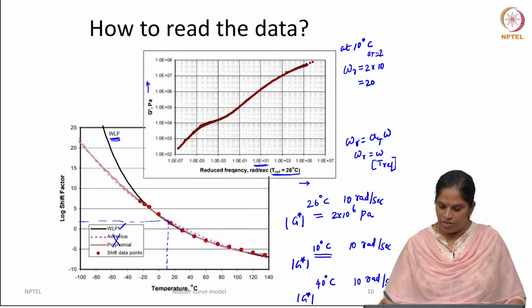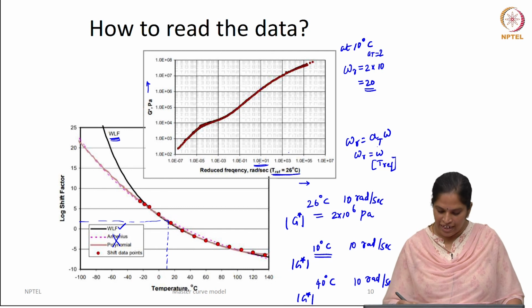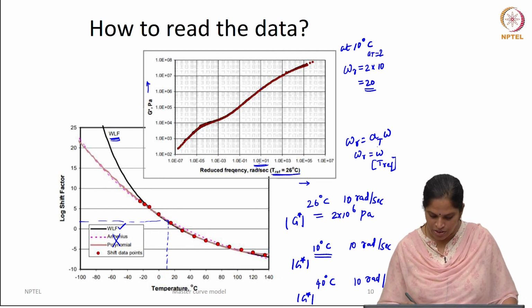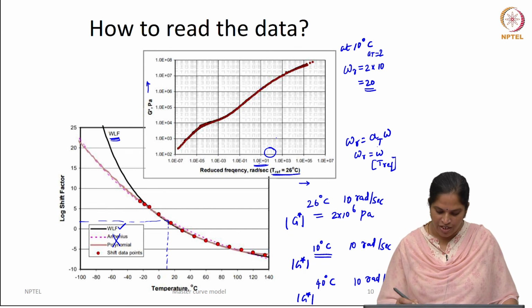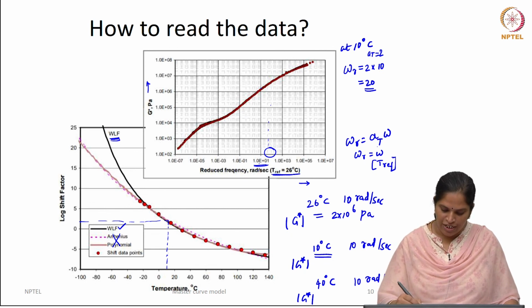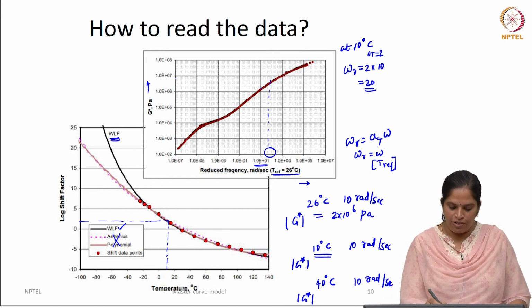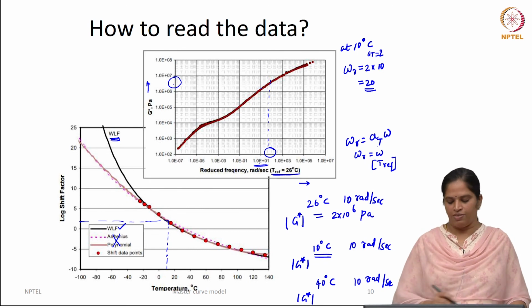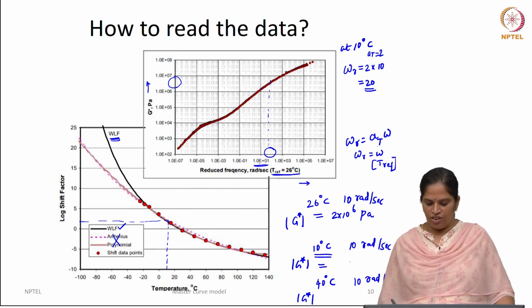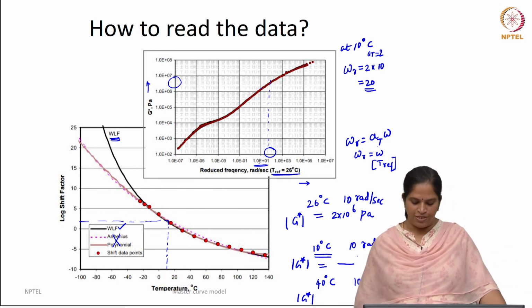So it will be like 20. Now, corresponding to 20 radians per second, this is 1, this is 10. You can pick the 20 somewhere here. You can pick the 20 radians per second frequency and find out what the modulus will be. The modulus value will be somewhere here. So you can fill in this modulus value at 10 radians per second.